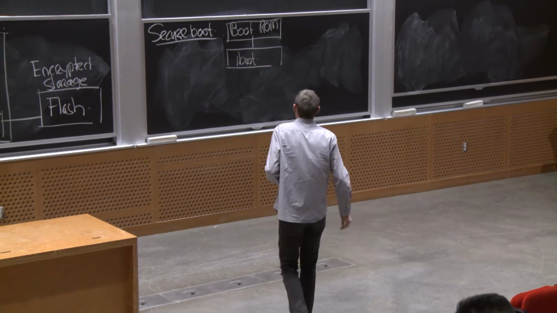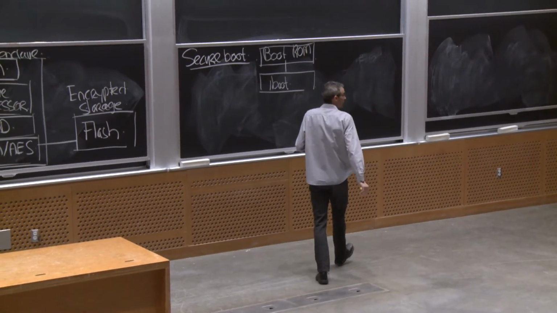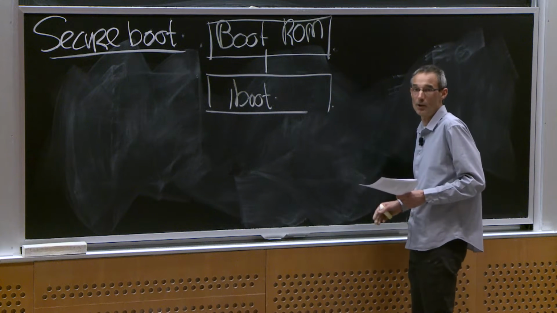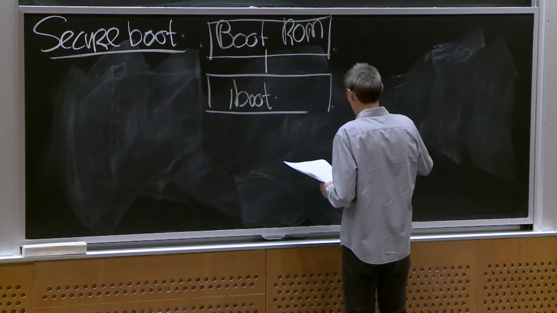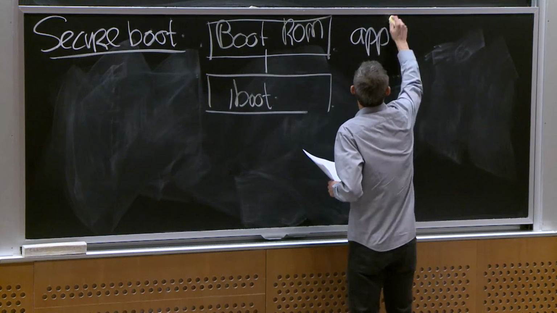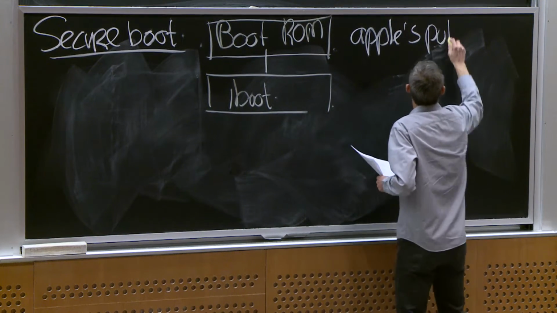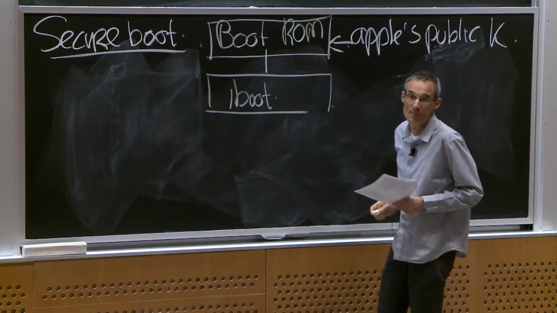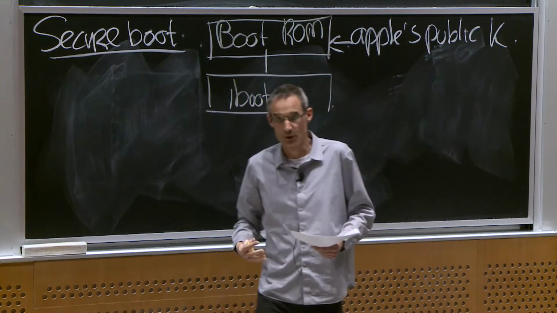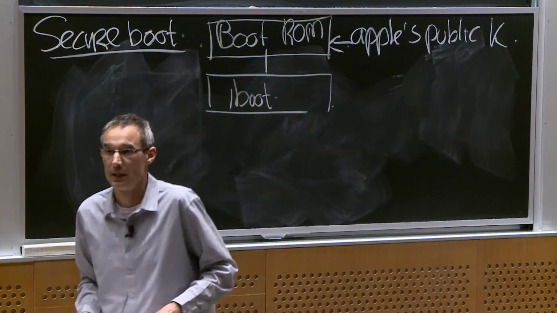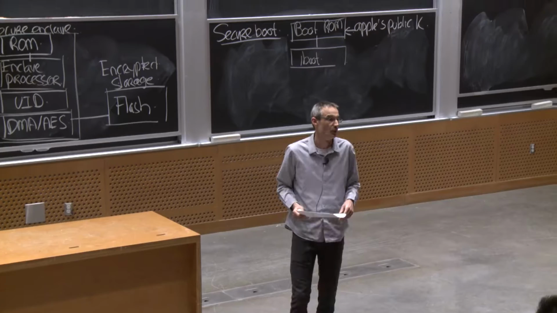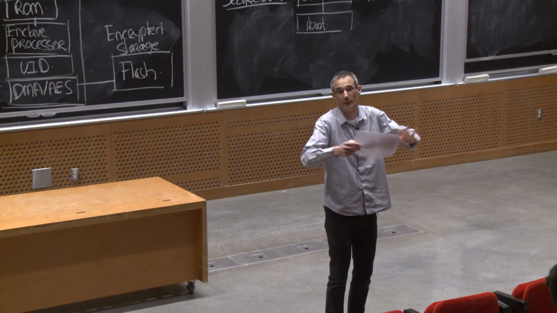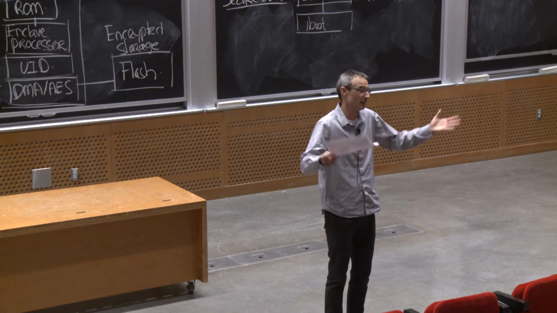And so, in fact, what happens is the boot ROM has a couple other pieces of information burned into it that can be accessed, namely Apple's public key. It sits in the boot ROM. And so when your phone starts, the bootloader starts executing instructions, but it has access to Apple's public key. And Apple's public key is completely public, right? So anybody can read it, it's perfectly fine.